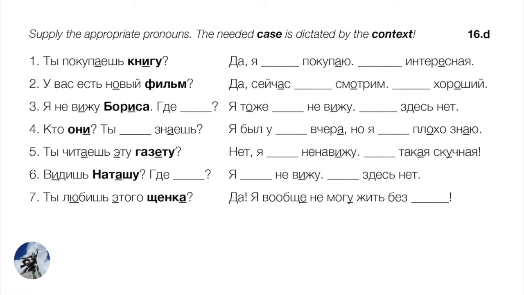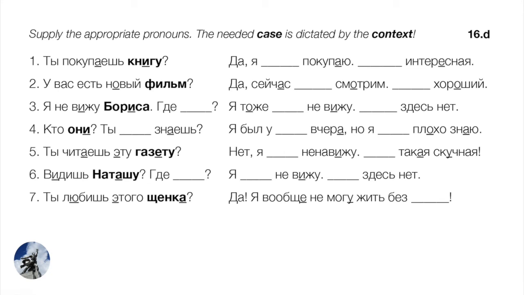интересная. Okay, number two. У вас есть новый фильм? Okay, so film. Let's start by asking, what pronoun generally are we going to use to refer to film? Well, that would be он, right? It's a masculine. So let's say we're asking, do you have a new film? We say yes. Now, blank, I am watching. We are watching. Okay, so we're watching it, the film.